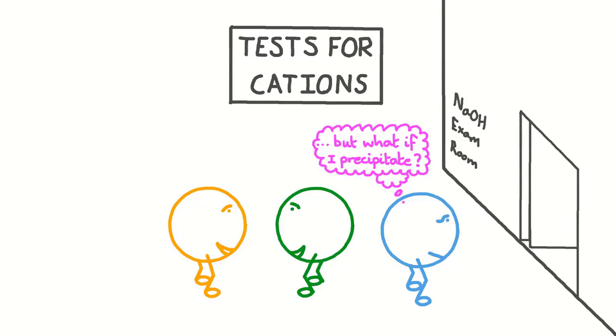In this video, we're going to learn how to identify a few different positively charged aqueous ions based on the colours of their solutions and how they react with sodium hydroxide and ammonium hydroxide solutions. We'll also look at a special test just for the ammonium cation.